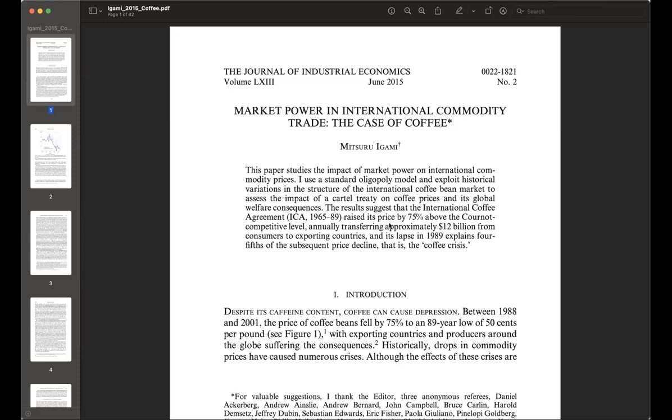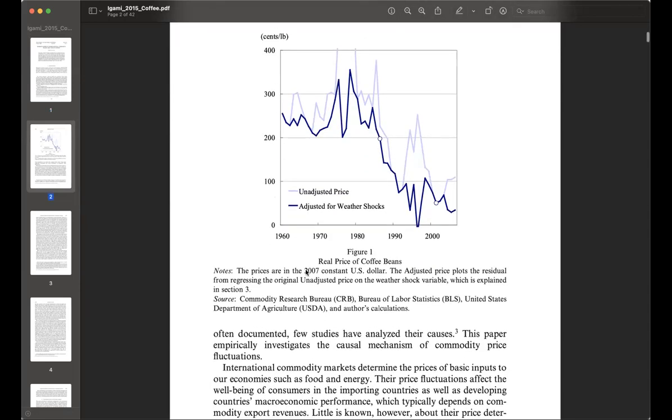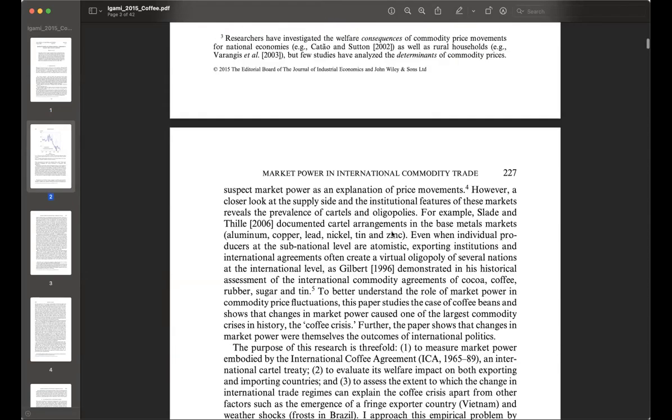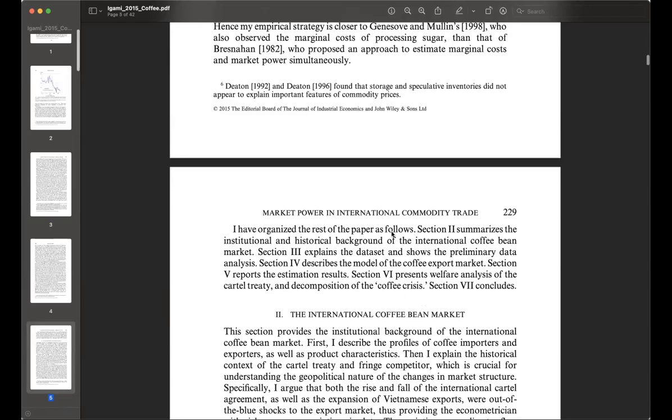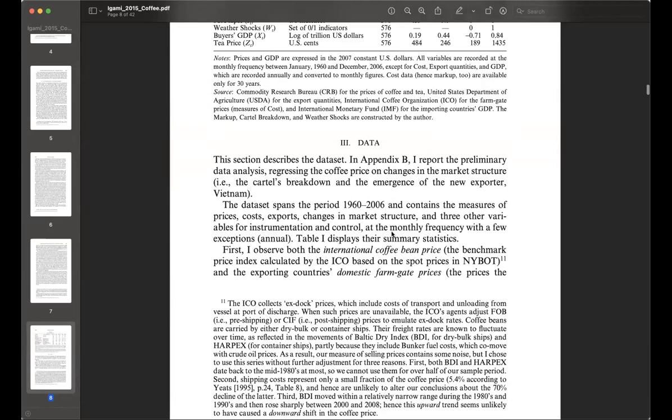Okay. What else? Annually transferring 12 billion from consumers to exporting countries, and its lapse in 1989 explains 4/5 of the subsequent price decline. That is the coffee crisis. Apparently, there was a coffee crisis in 89 and prices fell. Now, with regard to Cournot, especially as what we were discussing right now, here's the real price of coffee. I'll jump to the part where he talks about the model that he's going to use to understand the coffee market.